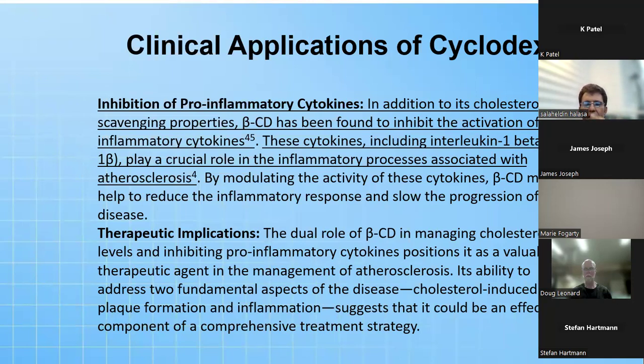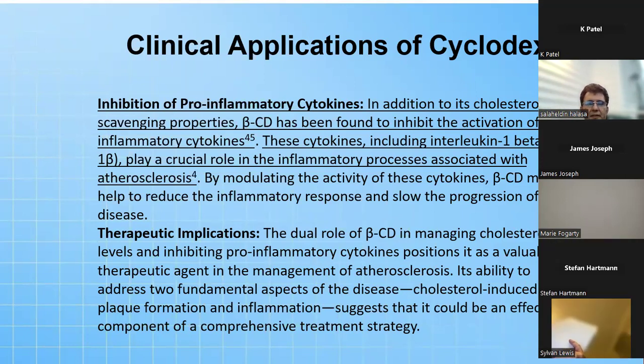So what other thing about cyclodextrin is unique? It has an anti-inflammatory effect. It does inhibit the pro-inflammatory cytokines. That's a good thing, right? Especially when you are managing atherosclerosis. In addition to getting rid of all this extra fat that's deposited in those macrophages and plaques, which cyclodextrin can do, we also need to decrease their inflammation. And cyclodextrin does help to block or inhibit the pro-inflammatory cytokines, especially interleukin-1 beta.